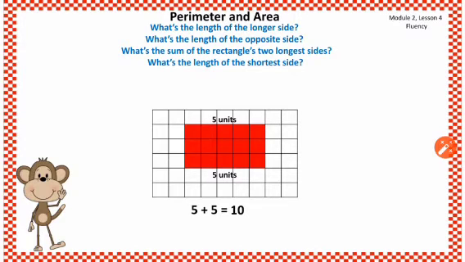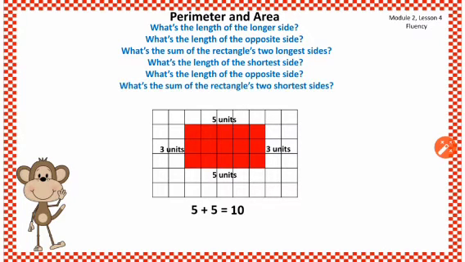What's the length of the shortest side? Now let's count the square box you have there, the unit square box. Yes, 1, 2, 3. So the side is 3 units. What's the length of the opposite side? The opposite side is 3 units. What's the sum of the rectangle's 2 shortest sides? The sum of the 2 shortest sides is 3 plus 3, 6.